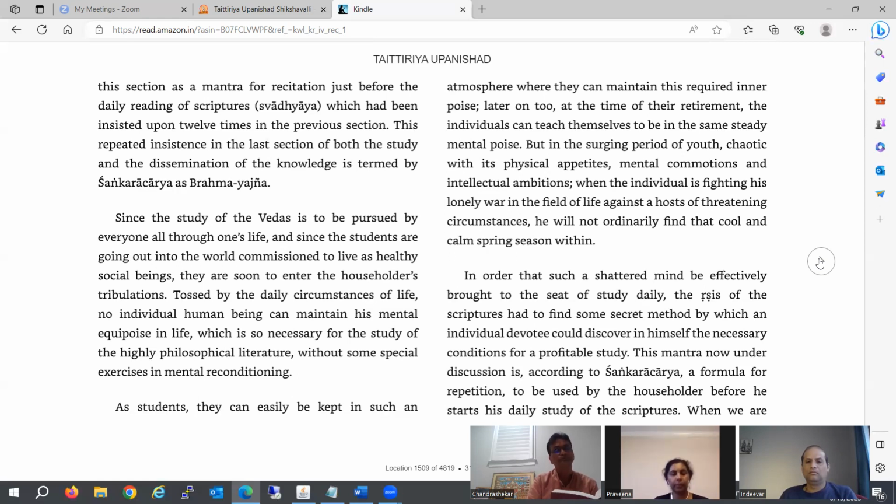In order that such a shattered mind be effectually brought to the seat of study daily, the rishis of the scriptures had to find some secret method by which an individual devotee should discover in himself the necessary conditions for a profitable study. This mantra now under discussion is, according to Shankaracharya, a formula for repetition to be used by the householder before he starts his daily study of the scriptures.